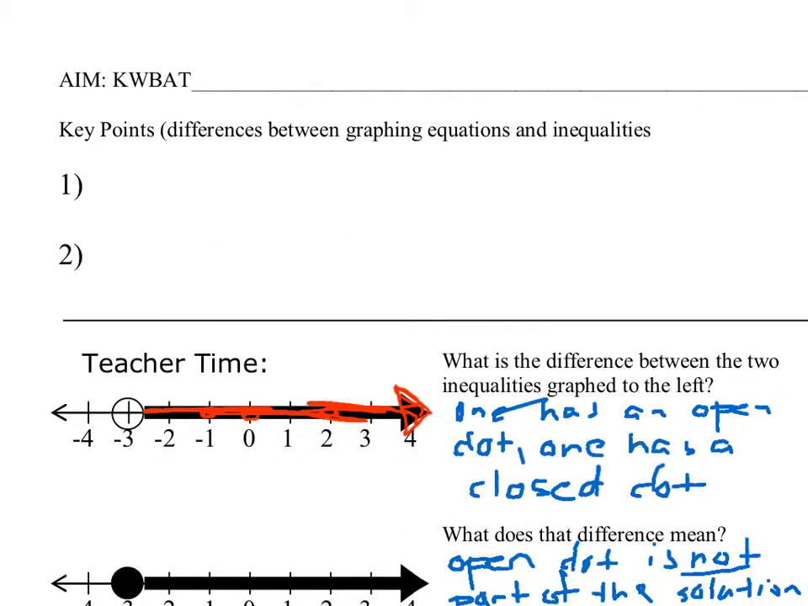Two key points about the difference between graphing equations and graphing inequalities. What's the first thing that we did that was different when graphing inequalities? I know that more than Manuel and Rebecca have their brains engaged today, so I need to see more hands. What is the first thing that we did that was different? Marlon.